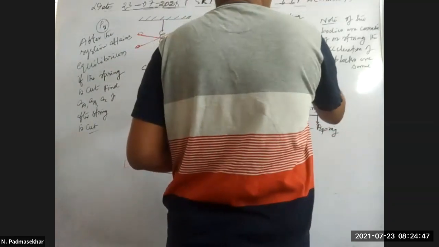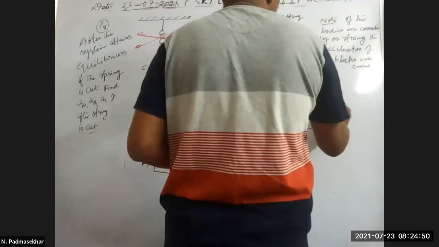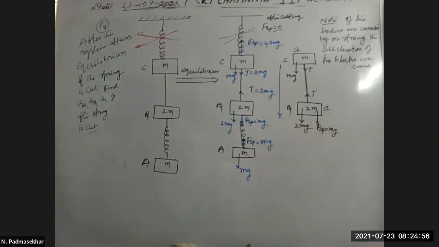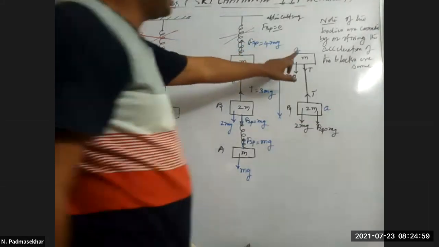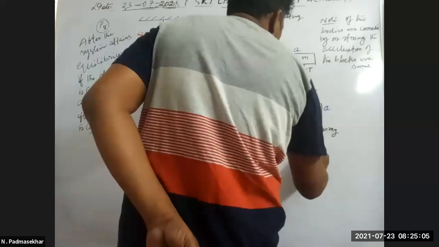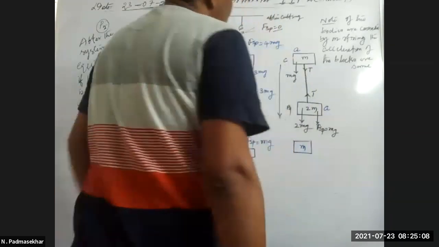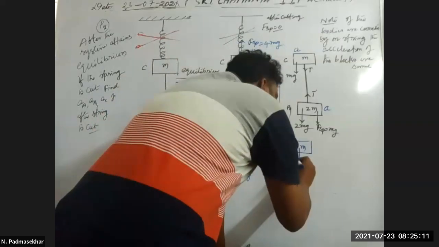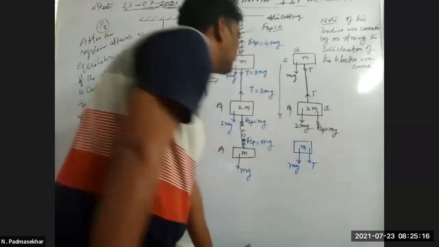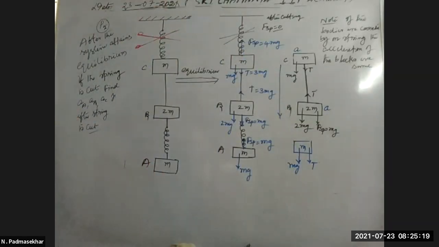This is acceleration a and this is also acceleration a. It is coming down like this. Suppose you consider this diagram, mass M is considered. Here mg is downward and the tension is downward.